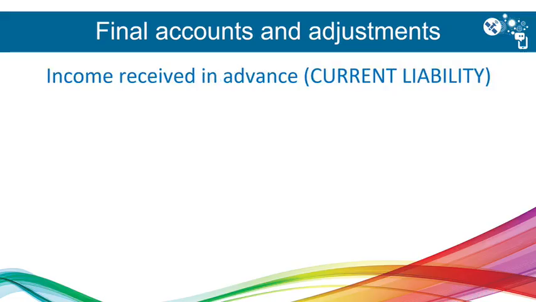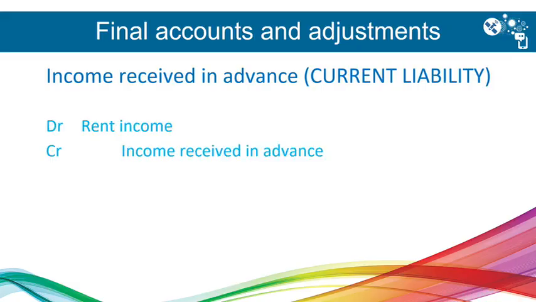Income received in advance. The tenant already paid the rent. We owe him something, we owe him the rent. We debit rent income and we credit income received in advance because it's a liability. We owe somebody something. Rent income is an income that decreases, therefore owner's equity will decrease. This is the one that we will show in the profit and loss account. This one will be shown on the post-closing trial balance.